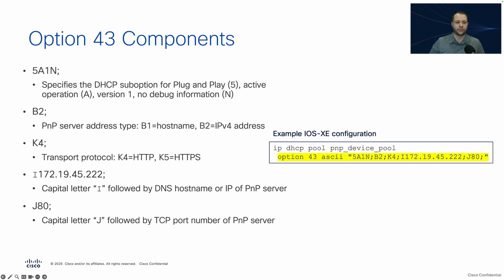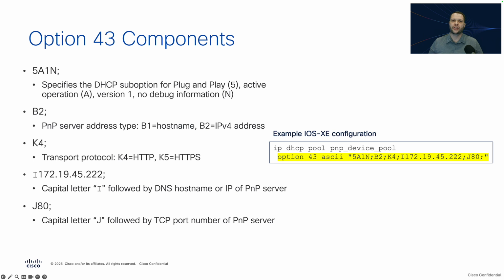The next option is a capital letter I, and it's always a capital letter I, and it's followed by either the DNS host name or a fully qualified domain name, or the IP version 4 address of the plug-and-play server. And then the final option is a capital letter J, followed by the TCP port number to use along with that transport protocol to initiate the connection.